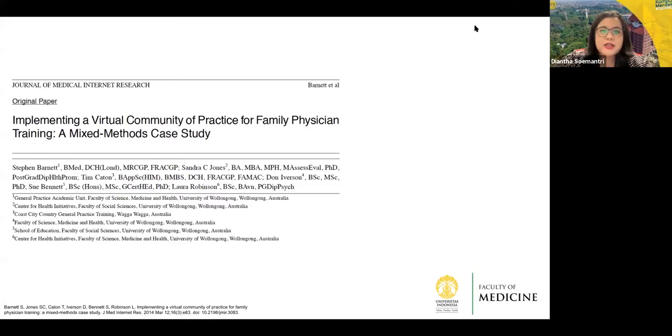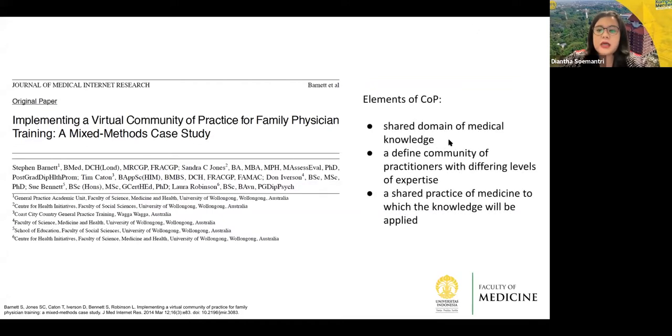So this is a very interesting article which I came across about implementation of virtual COP for family physician training. So basically in this article, the authors created a virtual COP for family physicians in training in Australia. So geographically, Australia is very large, and there are many practitioners in different areas where they can feel isolated and maybe far from the main center of education and so forth. So the virtual community of practice is developed to allow the family physicians all over Australia to develop, to improve, to share knowledge, to share experience, and so forth.